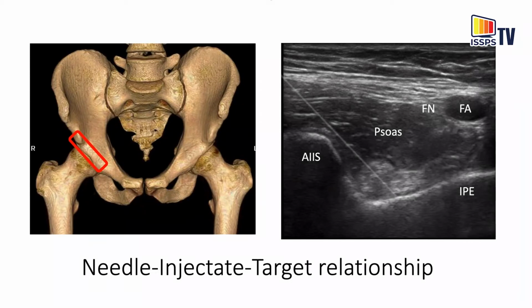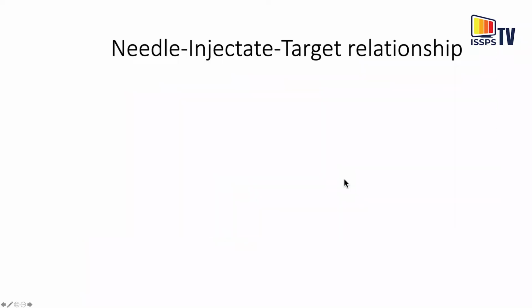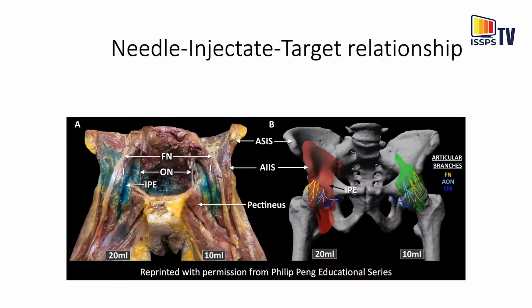Now, the next question to ask is, what about the needle-target relationship? So we go and see whether we can find the target, and it turns out that it's not that difficult. If you can align the ultrasound probe between the anterior inferior iliac spine and the inferior iliopubic eminence, you can see these two structures, and you can see the psoas. You can insert the needle deep to the psoas fascia, and you can have a spread of local anesthetic along this area.